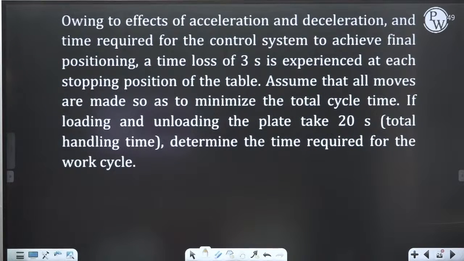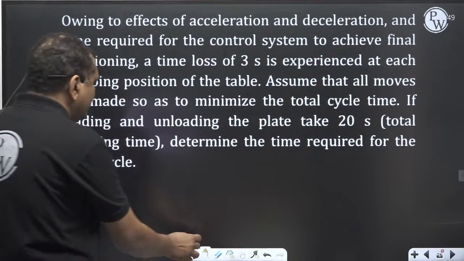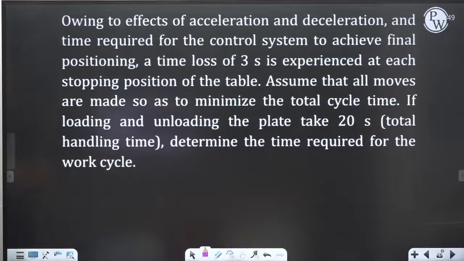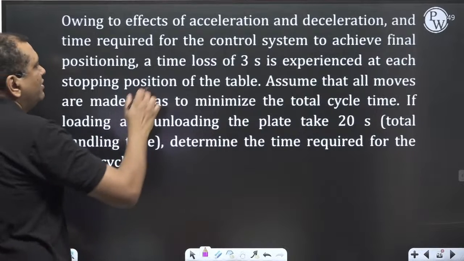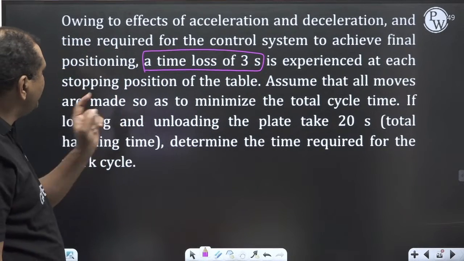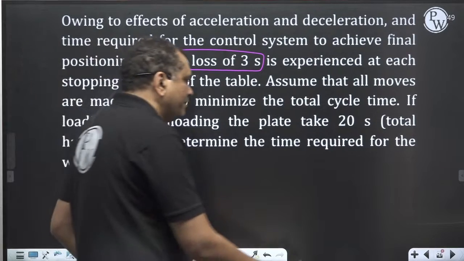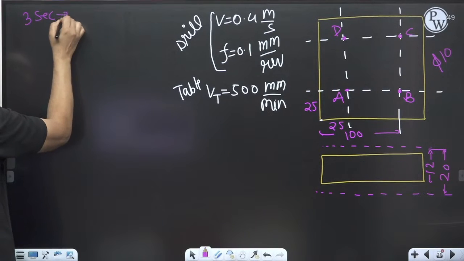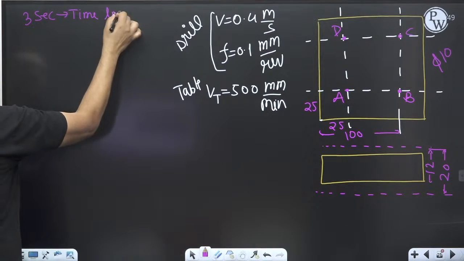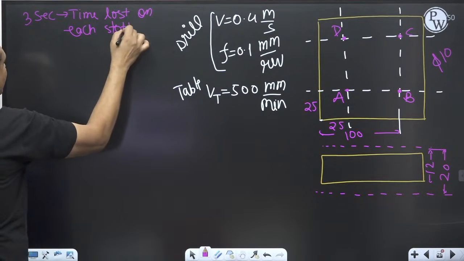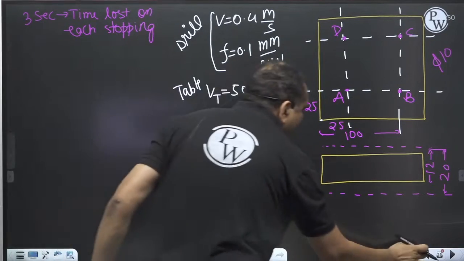Third page is, owing to the effect of acceleration and deceleration, time required for control system to achieve final positioning, a time loss of 3 seconds is experienced at each stopping position. Okay, na? So 3 seconds is a time lost on each stopping position.